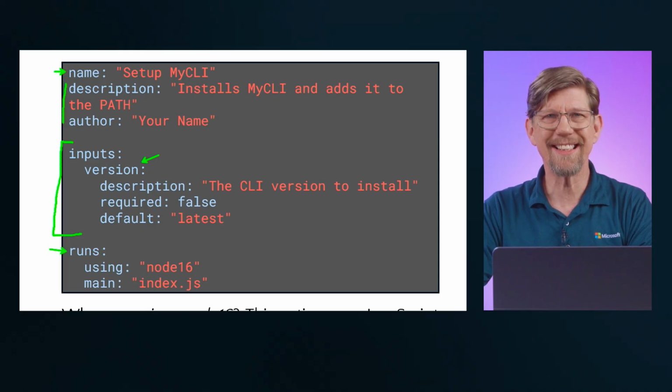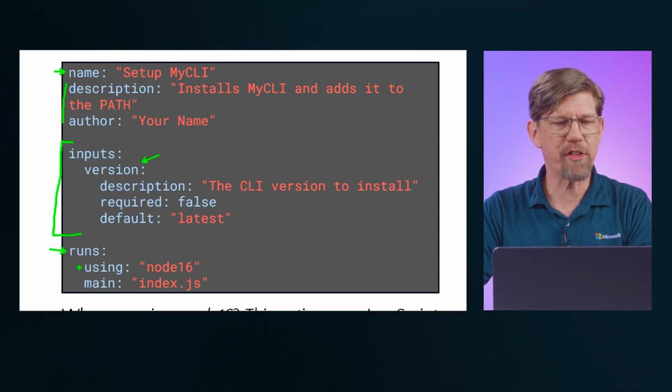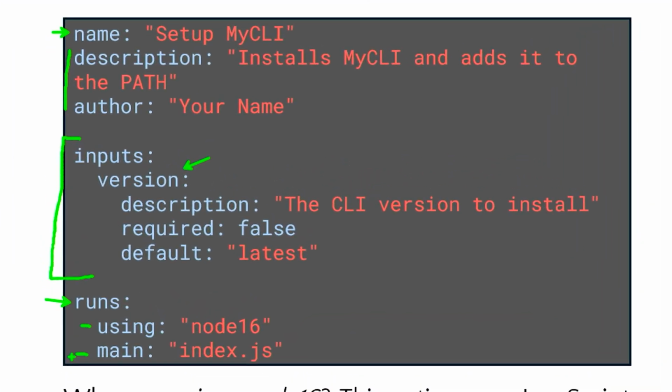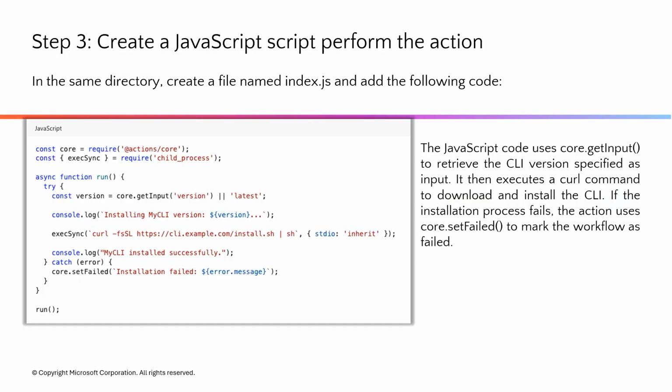Then a runs section, where we're going to specify what version of node to load up when we run this action, and where is the entry point. What is the JavaScript file that contains the code that defines the action? So you can imagine this is kind of the interface file that then points to the real JavaScript file beneath the covers.